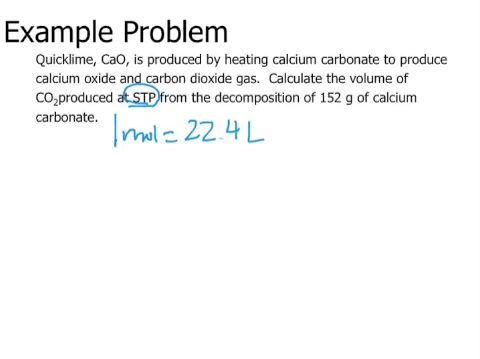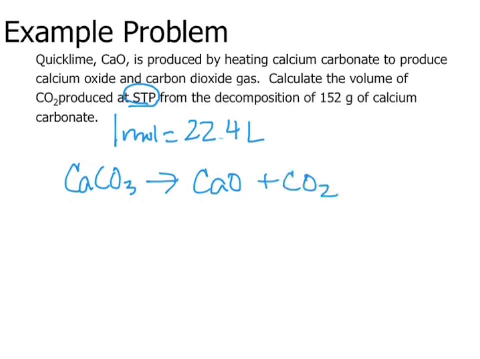Okay, so we're going to start this out the same way. Before we can do anything, we have to have a balanced equation. Calcium carbonate is decomposing, so CaCO3 decomposes to give us CaO and CO2. Okay, so that's our balanced equation. We're going to start with our amount of calcium carbonate, but what we want to find out is how many liters, or what is the volume of CO2 produced.